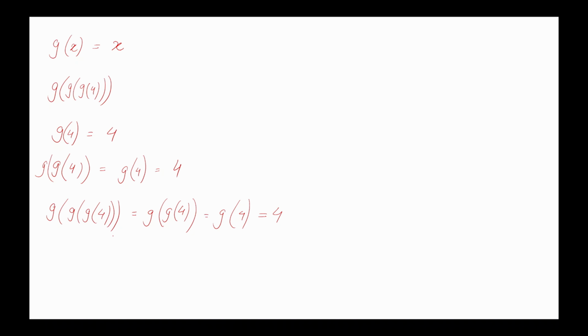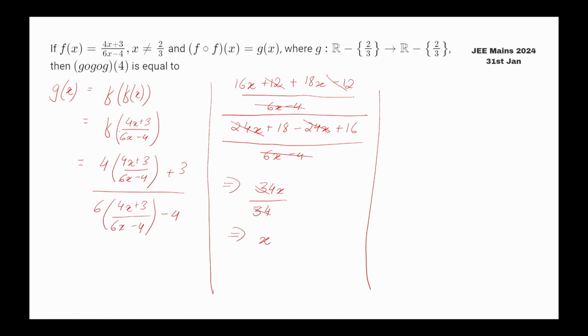So basically for this entire function, I'm again getting the value of 4 only because my g of x was x. Even if I try to composite this function infinity times, it is still going to remain x. So that is why we get g of 4 to be equal to 4. This is our answer. Very simple question. So you can see the level of question that JEE asks. Those are very simple and can be solved in less than 2 minutes.